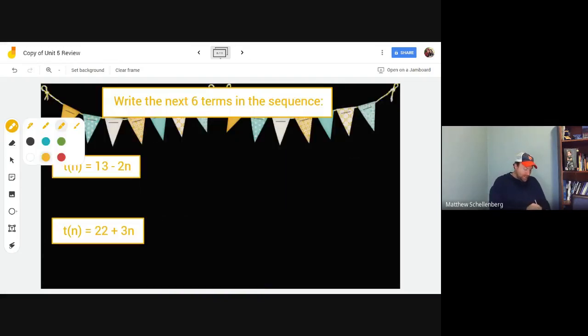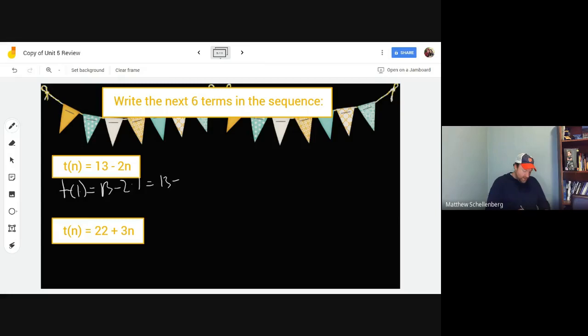Okay, this is also like what you have to do on the test. You have to find the next 6 terms. How do you do that? Well, what's the first term? Let's just plug in 1, because t of 1 should give us the first term. So that's 13 minus 2 times 1. And that equals 13 minus 2, which is 11. I'm going to make a little chart, and I'll have my n and my t of n, and I'll have my numbers, and they want all 6, so okay. By the way, please finish out the rest.